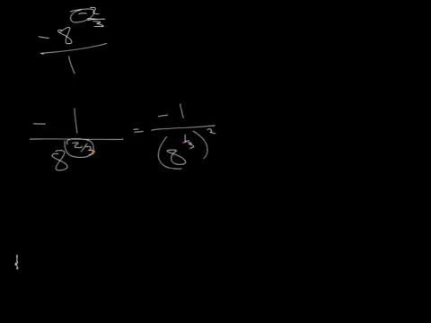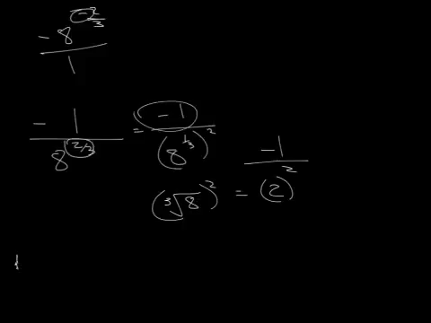So 8 to the 1/3 is the same as the cubed root of 8 squared. Well, what number times itself 3 times is 8? 2. And then we still have our negative 1 from up here. And that gives me negative 1 over 4 for an answer. Okay, so that is all of lesson 35.